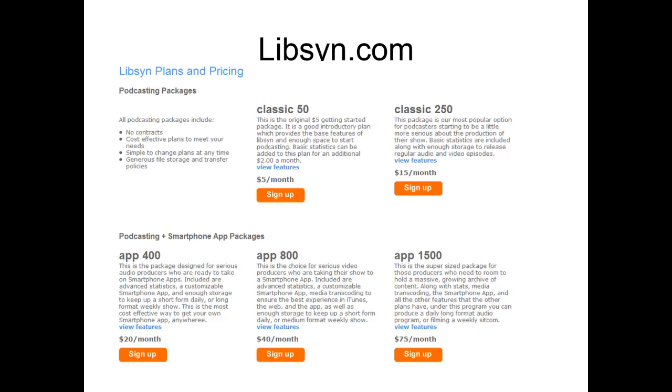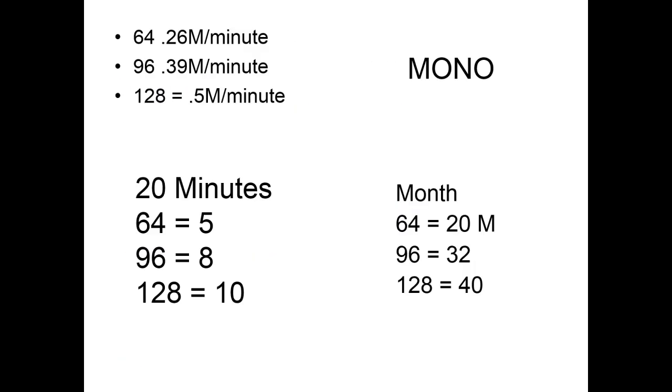If we go back to that one slide, basically it's this. If you're going to do mono, it's only 0.26 megs a minute. So basically divide the number by 4 and you've got it. So here, if I were to do a 20-minute, divide that by 4, it's basically 5 megs an episode. And then you can look at how many times you're going to publish, how long you're going to publish, and that will allow you to calculate how much space you need. And when you know how much space you need per month, you can then figure out the price at both Libsyn and Blueberry.